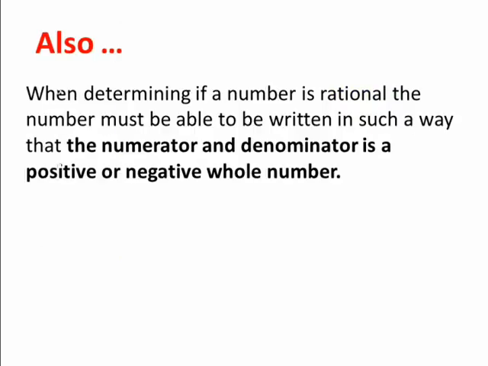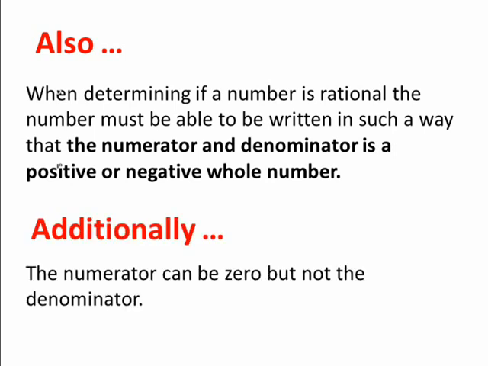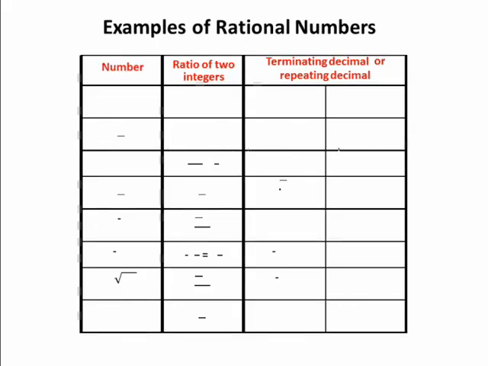When determining if a number is rational, the number must be able to be written in such a way that the numerator and denominator are positive or negative whole numbers. The numerator can be 0, but not the denominator. We'll talk about that later. Let's look at some examples of rational numbers.